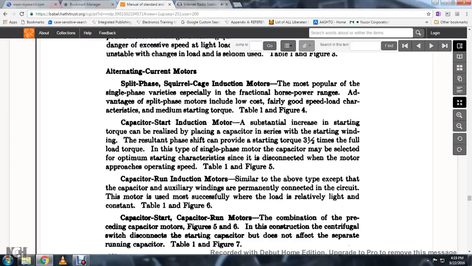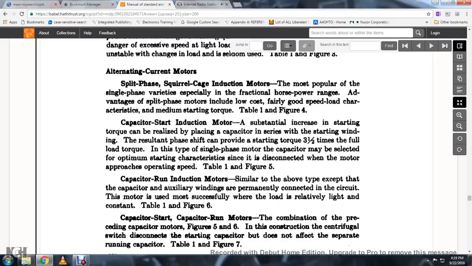Capacitor start induction motor. A substantial increase in starting torque can be realized by placing a capacitor in series with the starting winding, and the resultant phase shift can provide a starting torque 3.5 times the full load torque of the single phase motor. The capacitor may be selected for optimum starting characteristics since it is disconnected when the motor approaches operating speed. See Table 1, Figure 5.